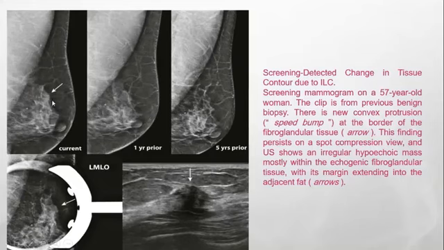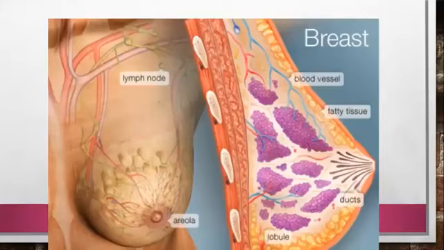So it is subtle, this bulge is subtle, and even the adjacent Cooper ligament is getting thicker in a case of evolving breast cancer. And this is a spot magnification view, it does not disappear, it is persistently present, and this ultrasound demonstrates a lesion in a case of evolving breast cancer.